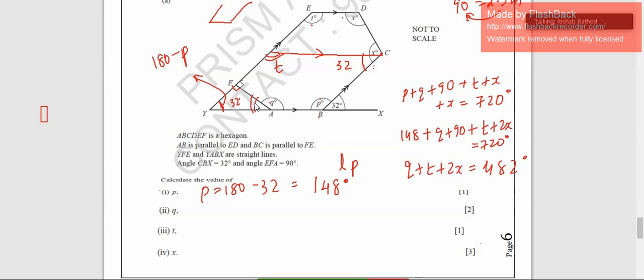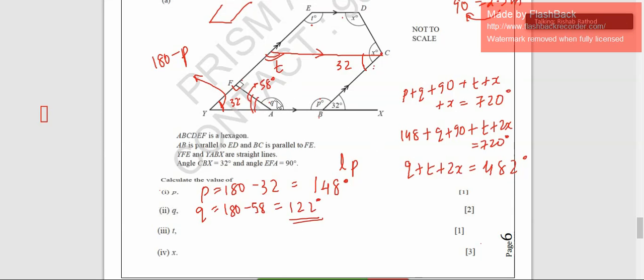Guys, you can also calculate, help me out. So this becomes 58 degrees. 58. So Q will be 180 minus 58, 122. Q is found.